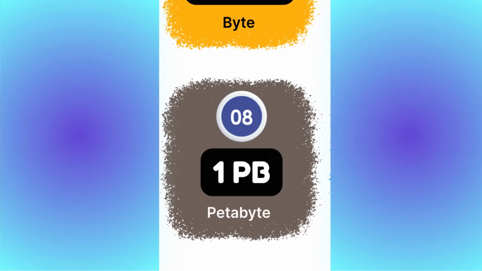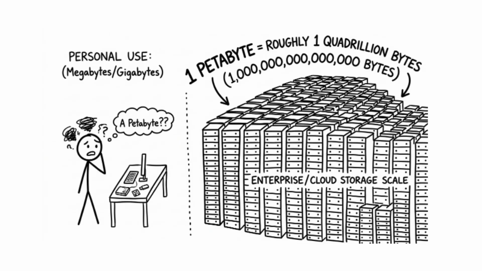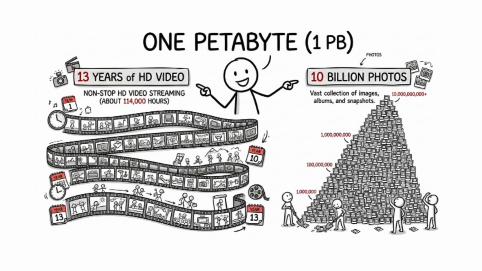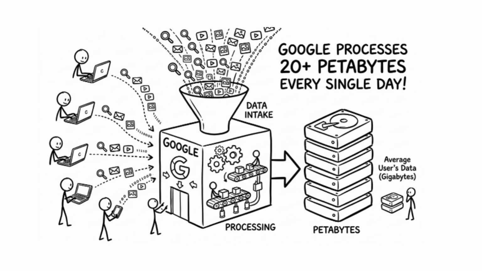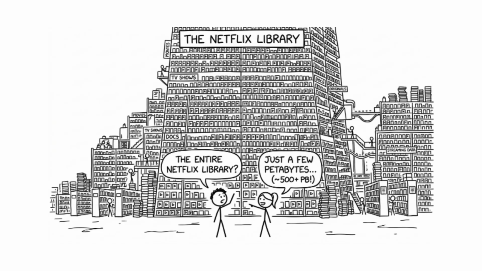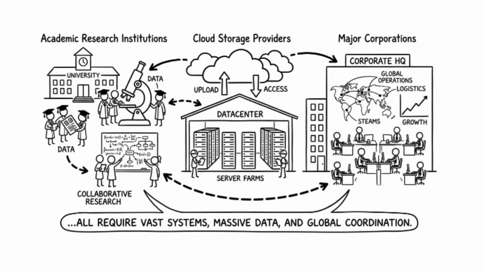Number 8, the petabyte. PB. Now we're entering territory beyond personal use. A petabyte equals roughly 1 quadrillion bytes. To put this in perspective, 1 petabyte could store about 13 years of HD video, or 10 billion photos. Large tech companies measure their data in petabytes. Google processes over 20 petabytes of data every single day. The entire Netflix library? Just a few petabytes. Academic research institutions, cloud storage providers, and major corporations all operate at this scale.